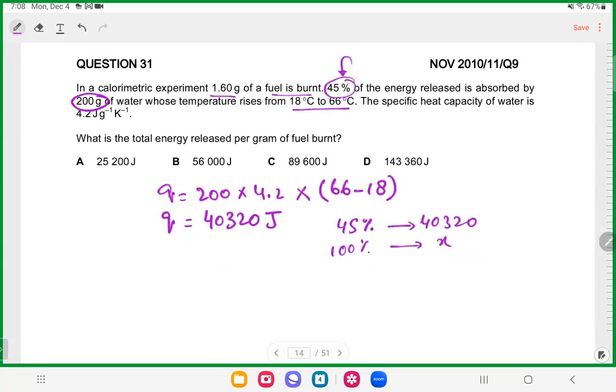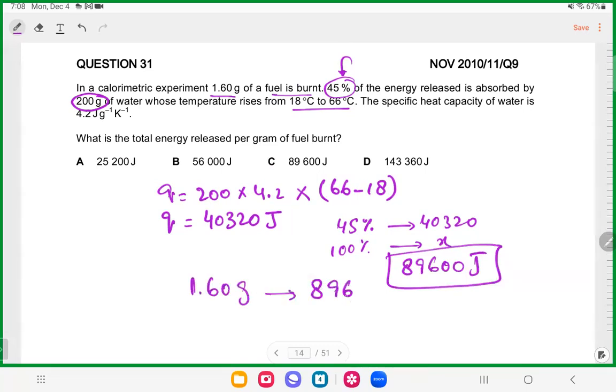तो आपके पास 100% एनर्जी कितनी आएगी? मल्टीप्लाई बाय 100 डिवाइड बाय 45. 89600 जूल्स. ठीक है, क्लियर. अब हम कहेंगे 1.6 grams of the fuel releases energy of 89600 joules. So 1 gram releases energy of x. इसको डिवाइड कर दीजिए 1.6 से. That's the right answer. Okay?